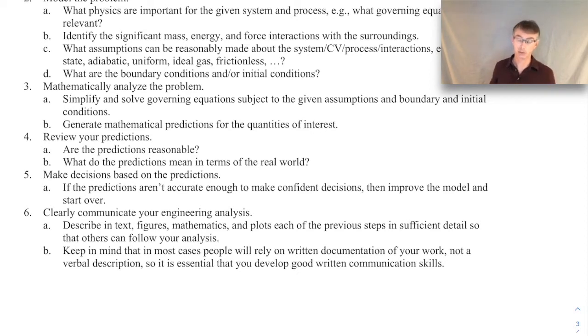So you have to be able to communicate that to them. And keep in mind that in most cases, people will rely on written documentation of your work and not a verbal description. So it's essential that you develop good written communication skills.